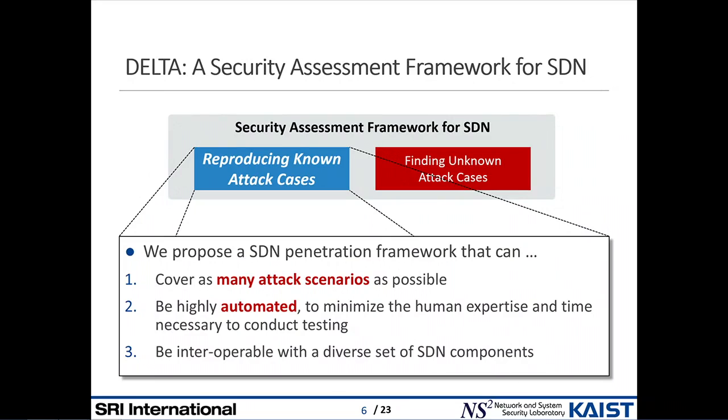As briefly mentioned, one major feature of Delta is reproducing known attack cases. So here are the design goals that we aim to accomplish. First, when reproducing known attack cases, Delta should cover as many attack scenarios as possible. Currently, the number of known attack cases that Delta can reproduce is 20. And it should be highly automated to minimize human effort. So it is conceptually similar to Metasploit or Nessus. Lastly, Delta should support various SDN components. For instance, Delta now supports 4 popular SDN controllers, including ONOS and OpenDaylight.